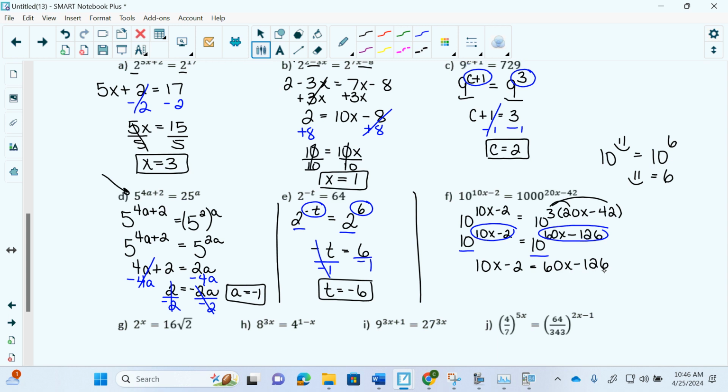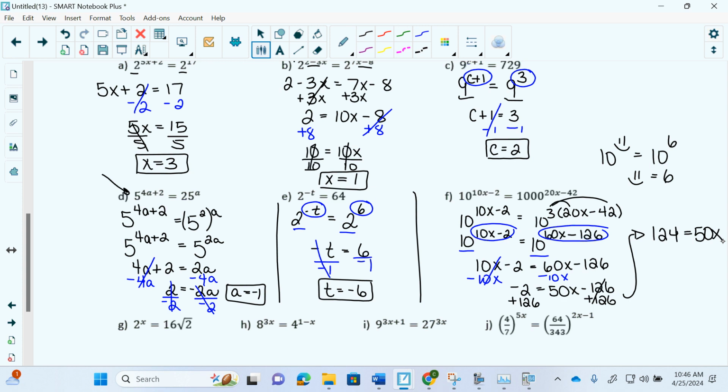So I'm going to subtract 10x because it was the first thing I saw. That was literally my reasoning again. So I get negative 2 equals 50x minus 126. I'm going to add 126. And I get 124 equals 50x. Then what do I do?